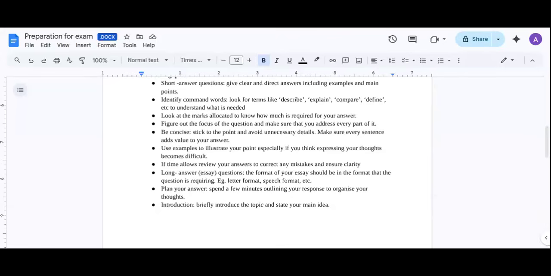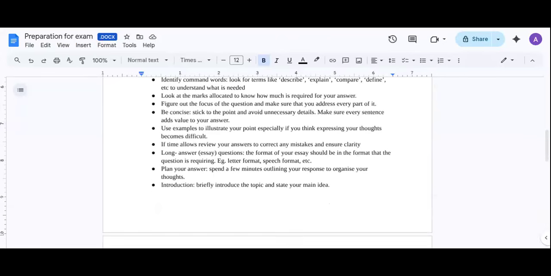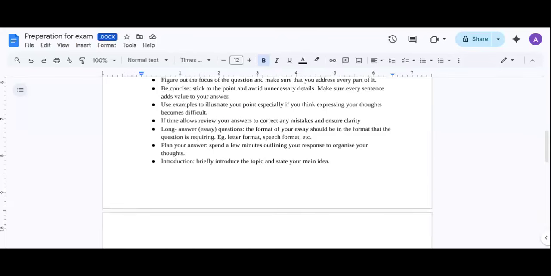Introduction. Briefly introduce the topic and state your main idea. So this is for the essay type question as well. Again, if it is a letter format, dear whoever, I am writing to, and you introduce whatever is the topic that they would give you. And you begin by saying what you are going to speak about. If it's a speech, we know the rules of speech. In your introduction, this is where you would highlight what you are going to speak about. So whatever is the format, do your introduction based on that.